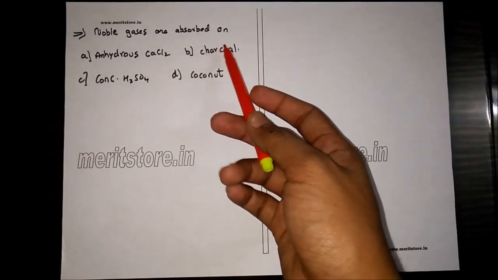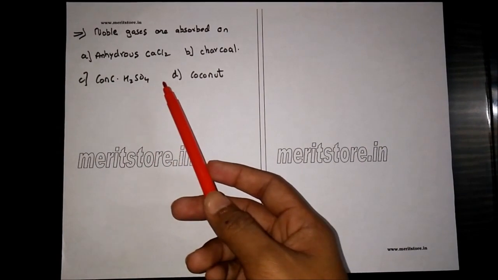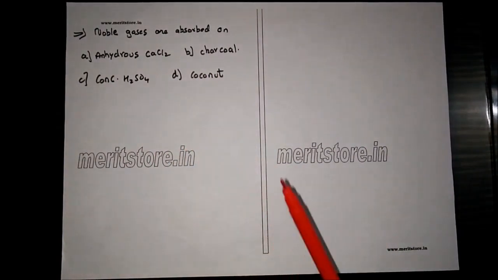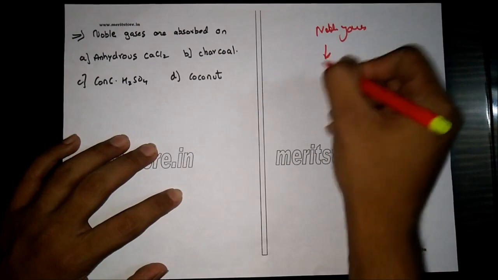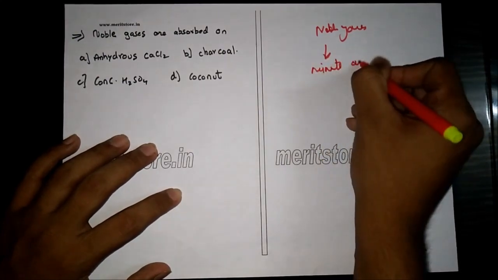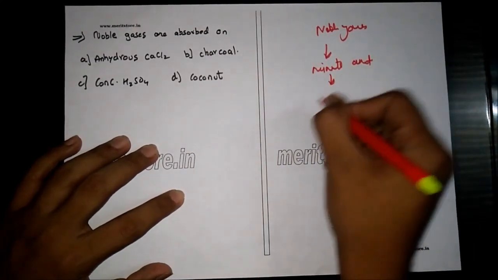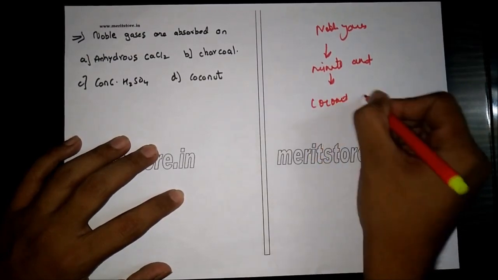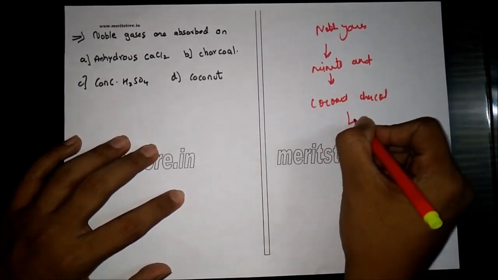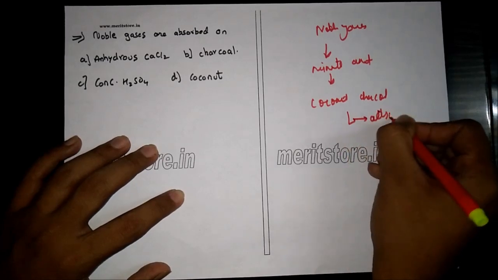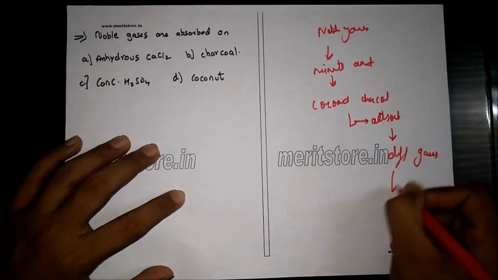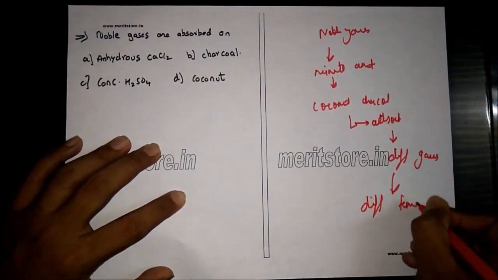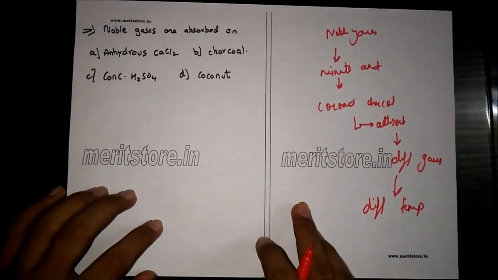Gases are absorbed on A, anhydrous CaCl2, B, charcoal, C, concentrated H2SO4, or D, coconut. Now, noble gases are found in very minute amounts in the atmosphere. These are separated from each other by using coconut charcoal, which absorbs different gases at different temperatures. Therefore, here the correct answer is option B, charcoal.